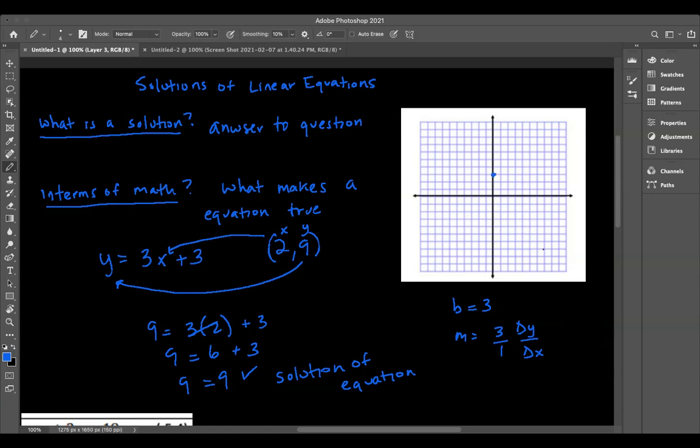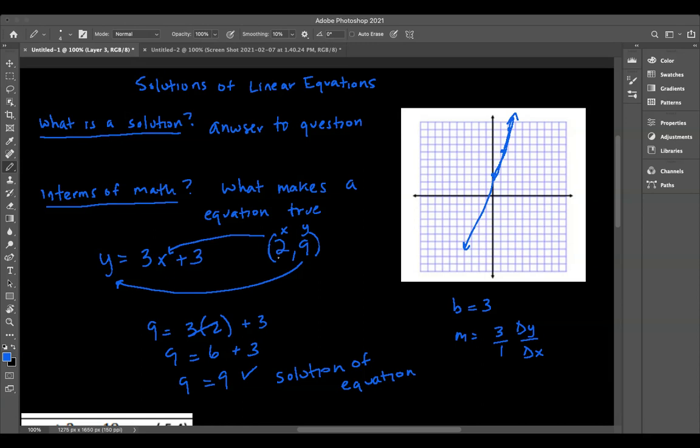Sorry about that, guys. So it'd be 3 right here. And then what do we have to do? We go up 1, 2, 3 over 1. You do that again, up 1, 2, 3 over 1. So here's the line as it goes along in the process right now, 3x plus 3.